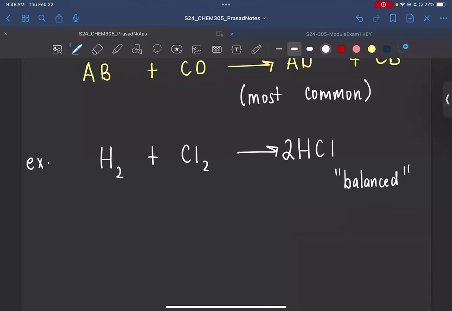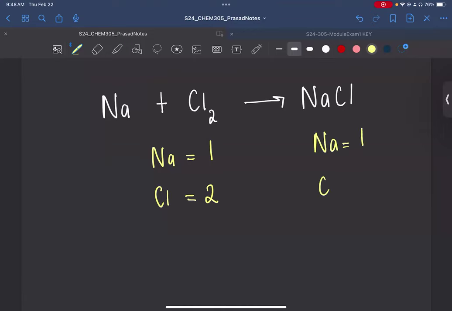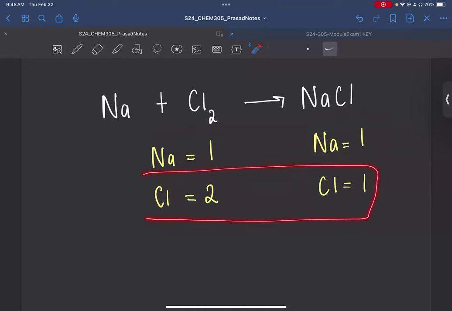Let's try another one. Na plus Cl2 gives us NaCl. All right, looking at the reactant side, we see that we have only one sodium and we have two chlorines. On the product side, we have only one sodium and only one chlorine. This is how I encourage you, at the beginning, to write this out as I am. It helps you organize your thoughts. Nothing is wrong with the sodium. It's balanced. There's one on either side, but clearly the issue lies with the chlorine.